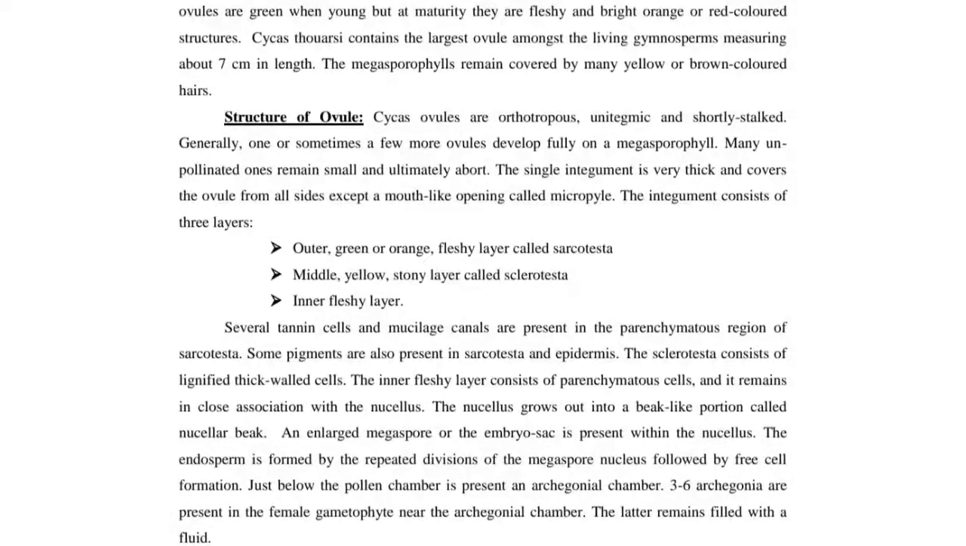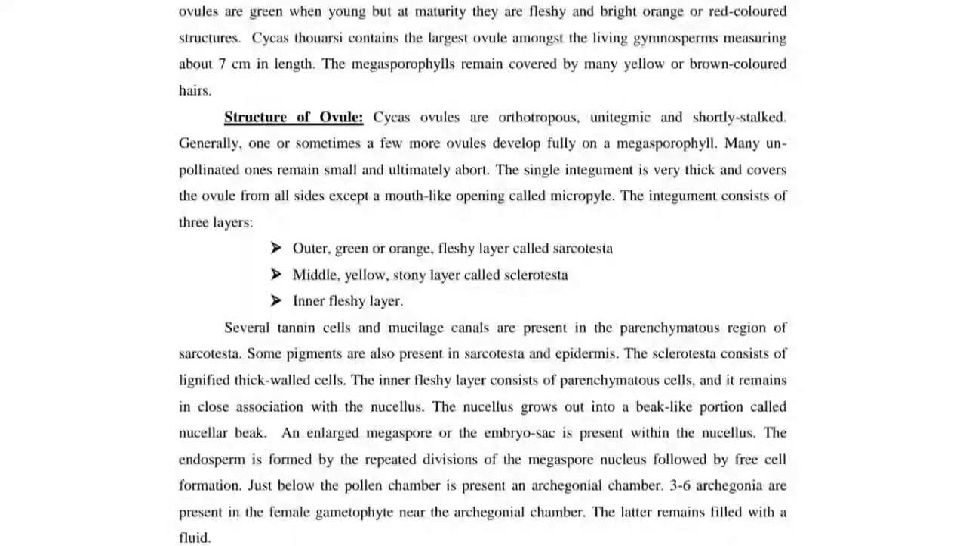Structure of ovule. Cycas ovules are orthotropous, unitegmic and shortly stalked. Generally, one or sometimes a few more ovules develop fully on a megasporophyll. Many unpollinated ones remain small and ultimately abort. The single integument is very thick and covers the ovule from all sides except a mouth-like opening called the micropyle.